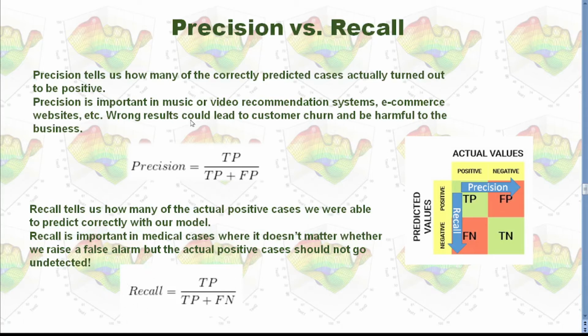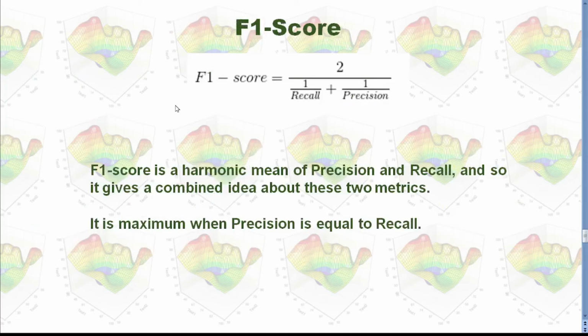How do we consider precision and recall at the same time? In this case, we will use F1 score. F1 score is the harmonic mean of precision and recall, and so it gives a combined idea about these two metrics. When the value of precision is equal to the value of recall, F1 score will reach its maximum value.